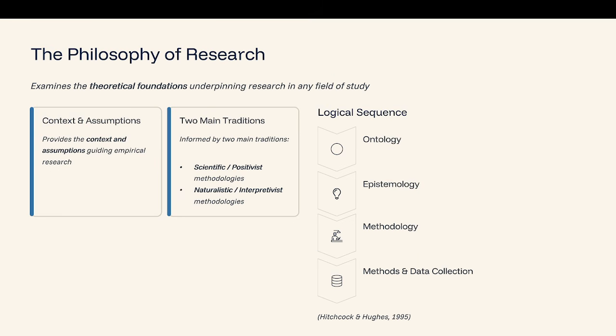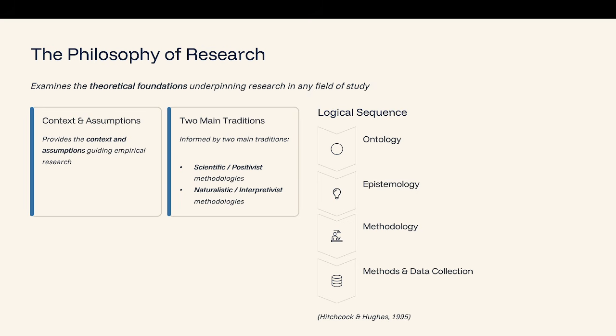Well, let's move on to the philosophy of research, which is also an important step in your research journey. The philosophy of research here explores the context of educational research. It sets out a number of different foundations in which the empirical research is constructed. As you can see, it provides the context and assumptions guiding empirical research, informed by two main traditions. We have scientific or positivist, and we have naturalistic and interpretivist.